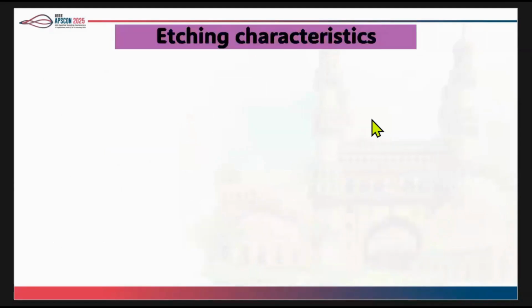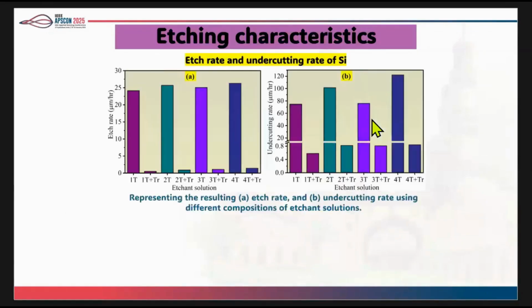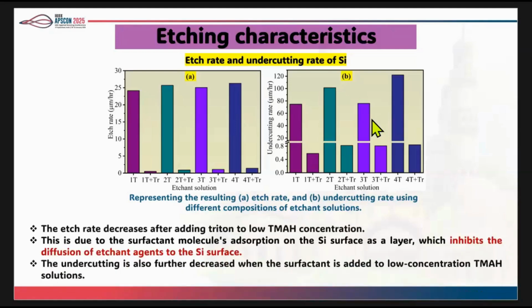So I'm going to discuss the etching characteristics one by one. The first is the etch rate and undercutting of silicon. As you can see, there is a graph showing the etch rate and undercutting with respect to the different compositions, with and without adding Triton. Through that graph, you can see that by adding Triton, the etch rate and undercutting both drastically reduce.